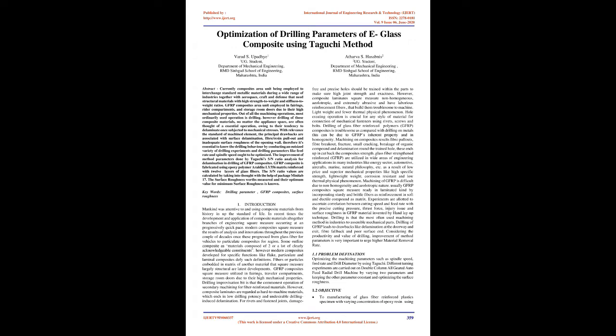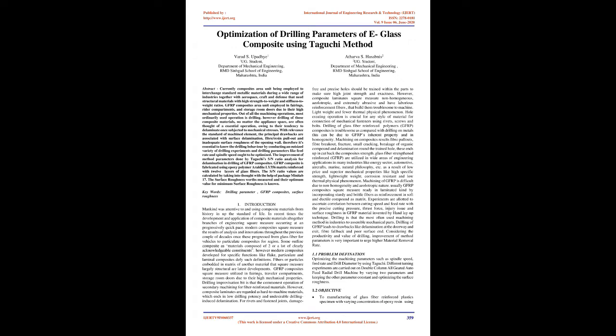Drilling is the commonest operation of secondary machining for fiber reinforced materials. However, composite laminates are regarded as hard to machine materials, which results in low drilling efficiency and undesirable drilling-induced delamination. For rivets and fastened joints, damage-free and precise holes should be drilled in the parts to ensure high joint strength and accuracy. However, composite laminates are non-homogeneous, anisotropic, and extremely abrasive and have hard reinforcement fibers, which make them difficult to machine. Lightweight and low thermal conductivity.